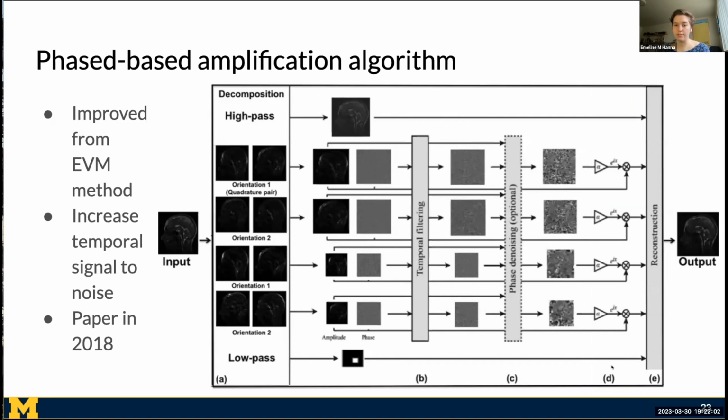And so unlike the EVM-based amplified MRI, which amplifies temporal brightness changes, so noise will be amplified linearly, one of the big benefits of using this phase-based algorithm is that it modifies the phases, so it'll amplify the phases, so it doesn't increase the magnitude of spatial noise.